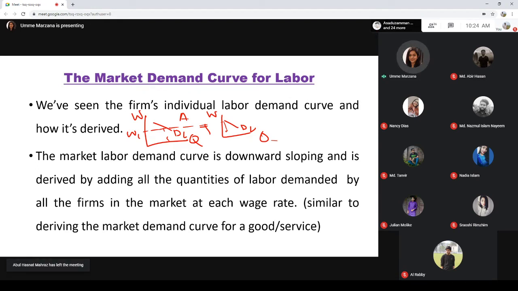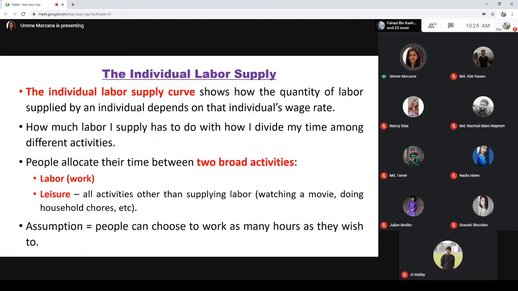So it's just like goods market. Individual demand curve ke add korle, amra market demand curve pai. This was basically the demand side of the story. Now we need to focus a little bit on the supply side. Supply side is quite interesting.